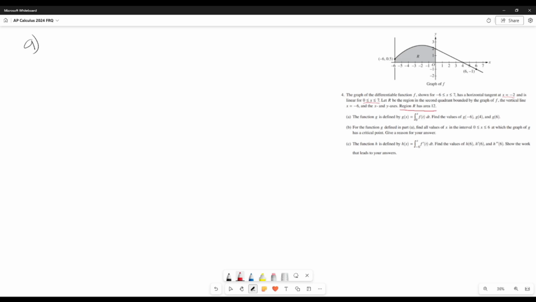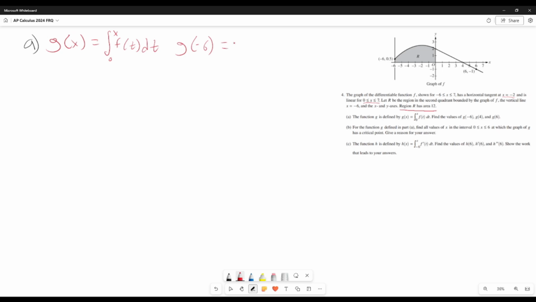Part A says the function g is defined by g of x equals the integral from 0 to x of f of t dt. Find the values of g of -6, g of 4, and g of 6. So let's just go ahead and write down that g of x equals the integral from 0 to x of f of t. And now let's go ahead and start.